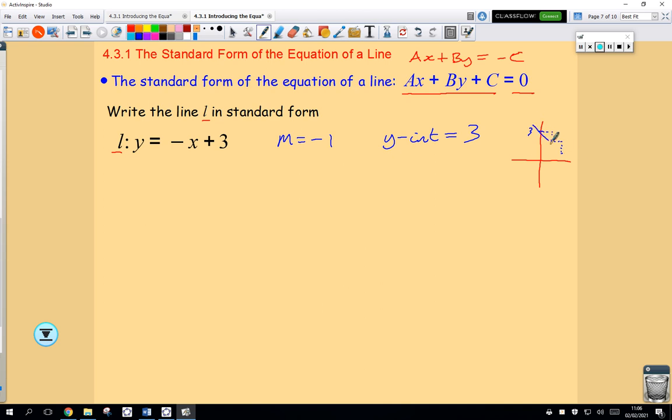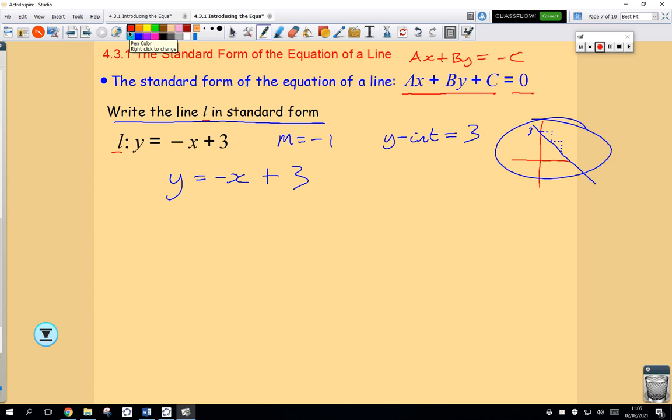So we'd have a line going kind of down like that. That's essentially what we would get. Okay? That is not to scale. That's a very rough picture. You would use your squared paper to do that. But what does the question say? The question says write it in standard form. So, in order to write it in standard form, I've just got to be good at manipulating equations. I've got to understand the properties of equations that we spoke about back at the start of the year.